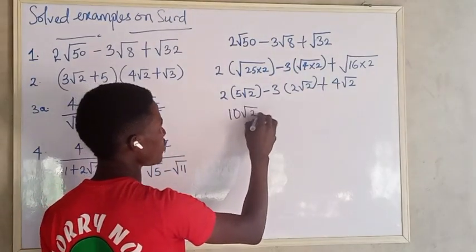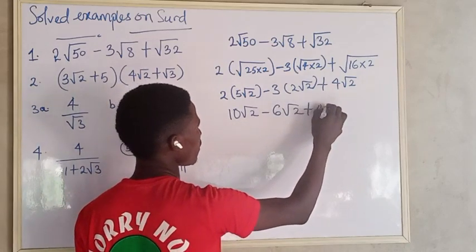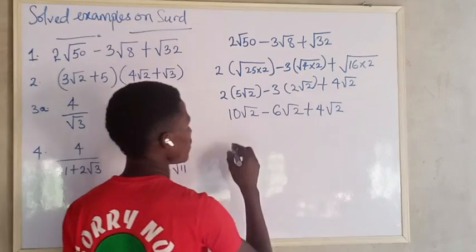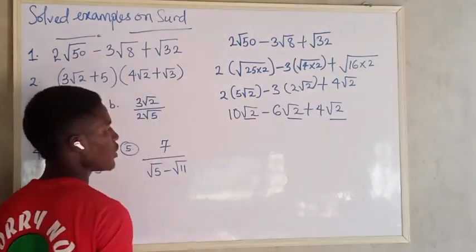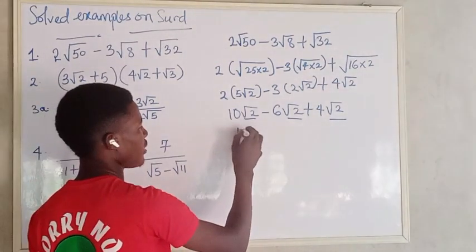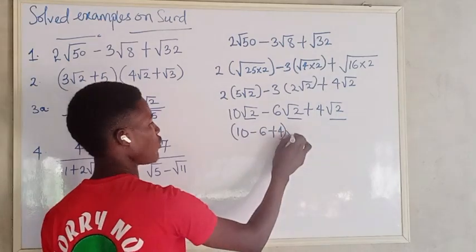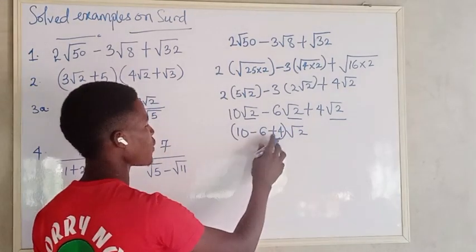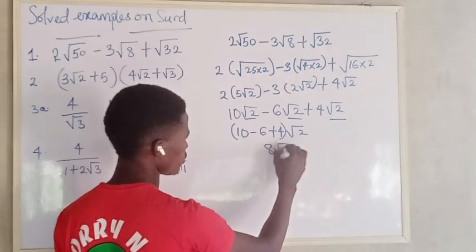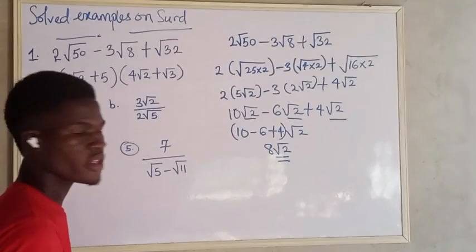Alright, so this time this will give us what? 10 root 2 minus 6 root 2 plus 4 root 2. Now you can see similar surds. I explained that in my last video. So this should be what? 10 minus 6 plus 4, all root 2. And 10 minus 6 is 4. 4 plus 4 will give us 8 root 2. So this will be the final answer for this question.